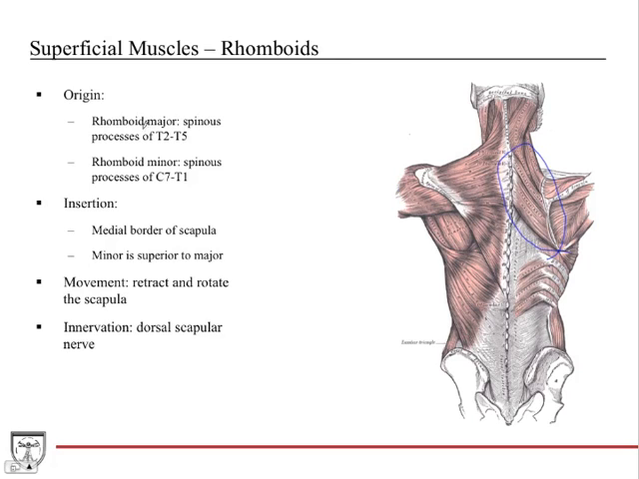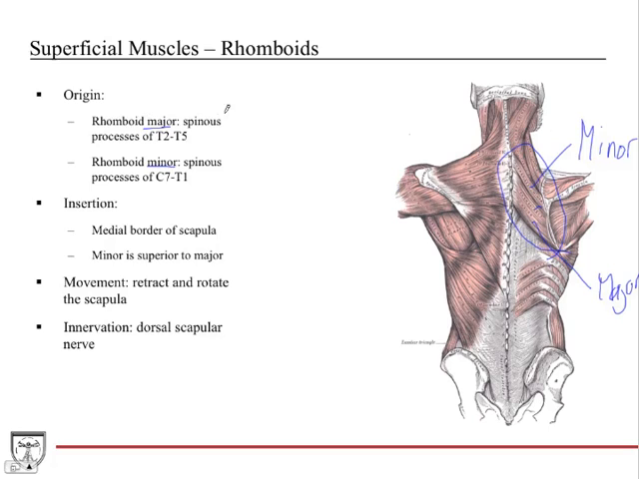So there's a rhomboid major and a rhomboid minor. Okay, so this is the major and then the minor. You have a couple groups of muscles in the body which are a major and a minor. The minor is always superior or above the major. Okay, it's always like that. There's teres major and teres minor in the shoulder region. Same thing. The minor is superior to the major, and we'll show you that in the shoulder lectures.